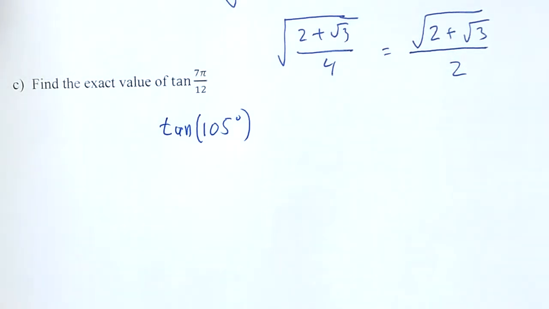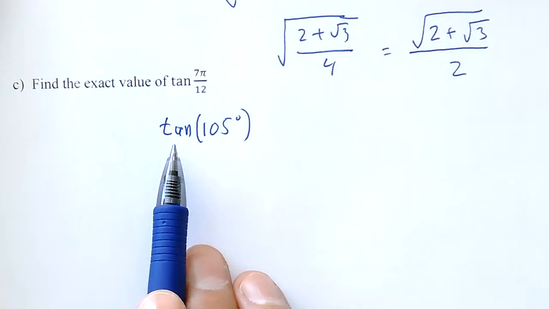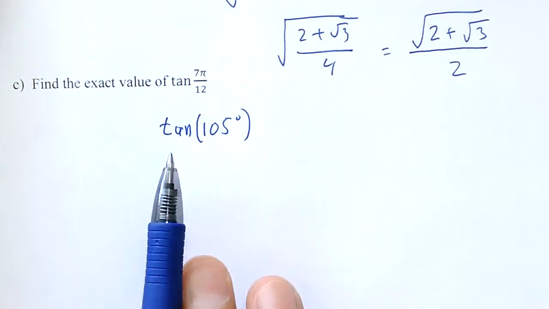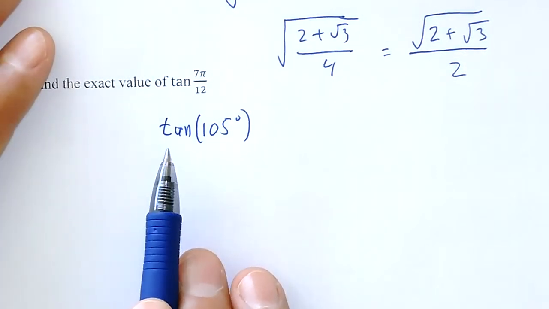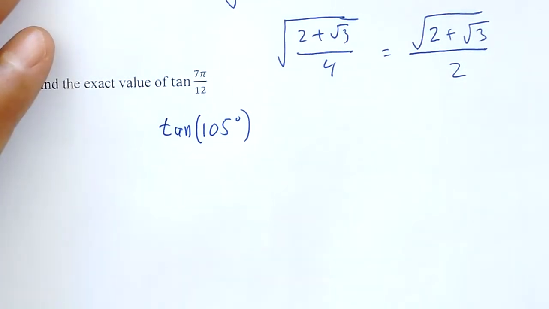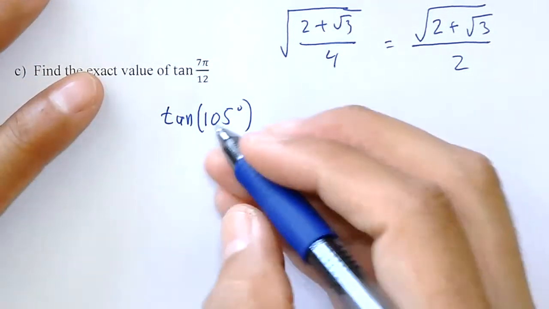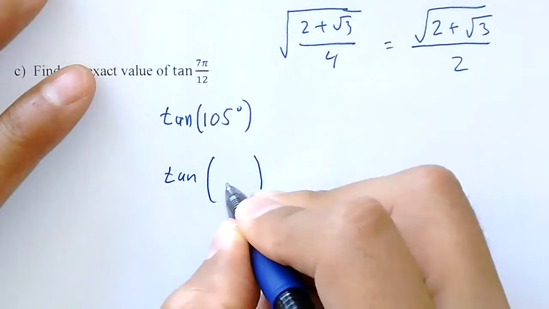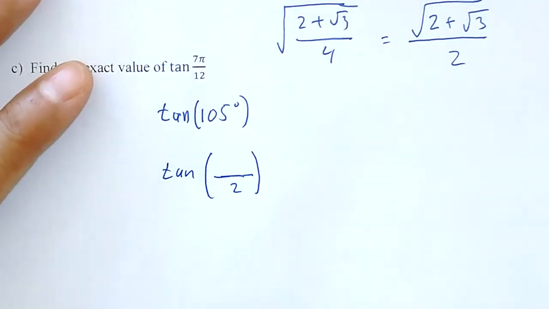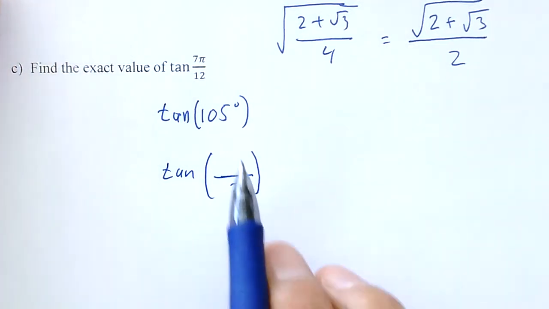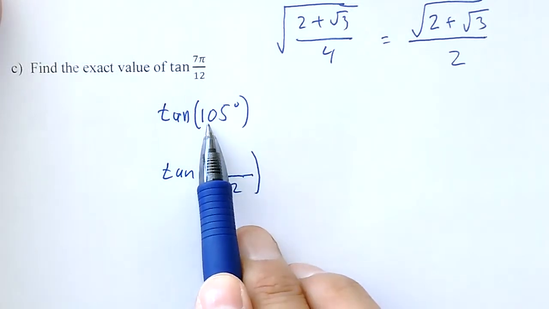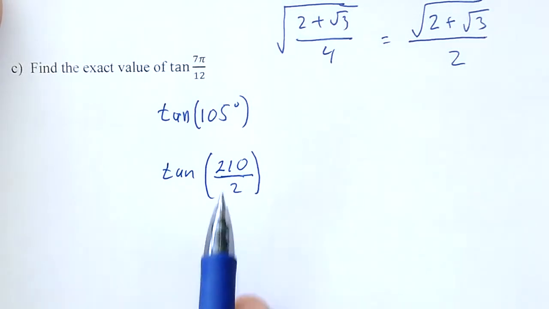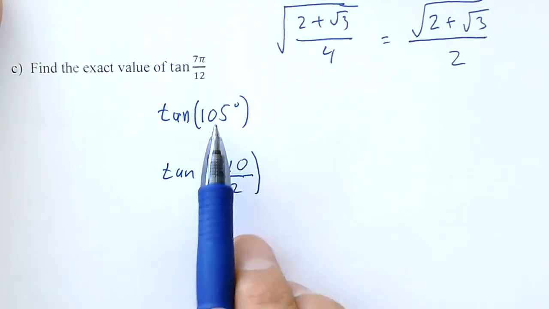A quick note: for a tangent, I don't have to worry about plus or minus. I do have to worry about figuring out what formula to use. And there are two formulas. We'll see which one is easier to deal with. So the tangent of 105 has a half angle, something divided by 2. Well, multiply by 2, and it's 210. 210 divided by 2 is 105.